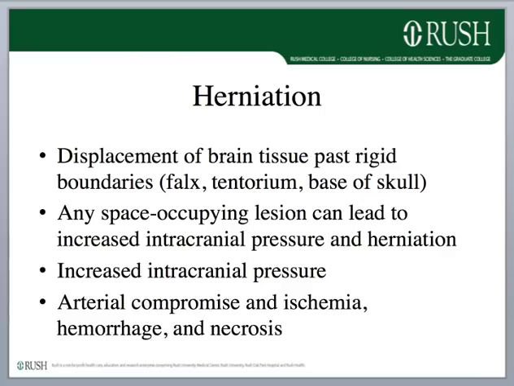Herniation is defined by displacement of brain tissue past rigid boundaries. These boundaries include the falx, the tentorium, and the base of the skull or foramen magnum. This can be due to any space-occupying lesion, which leads to increased intracranial pressure, and then herniation of brain tissue through these rigid structures. The result is increased intracranial pressure and arterial compromise of the blood vessels that are trapped beneath these rigid structures, which then can result in ischemia, hemorrhage, and necrosis.